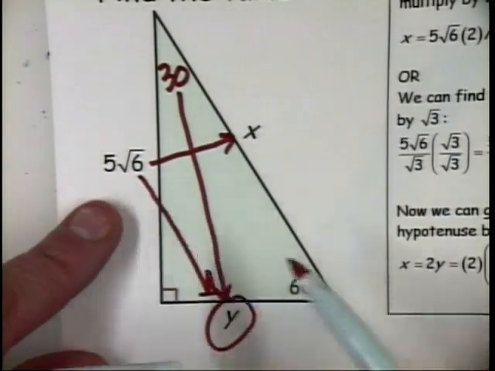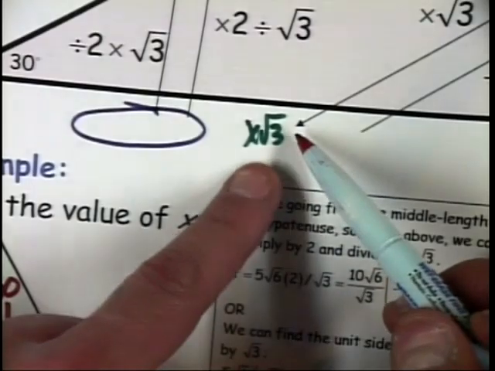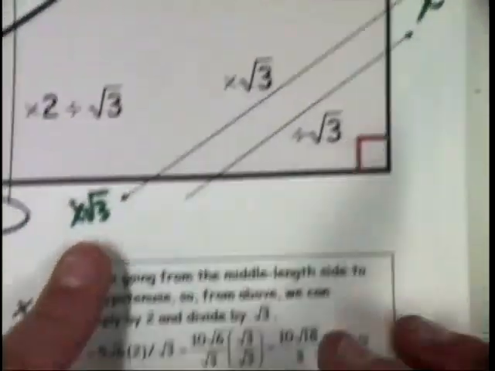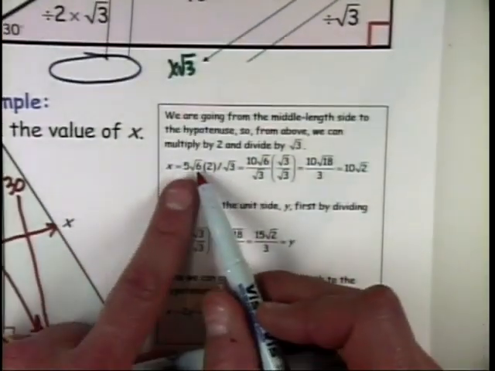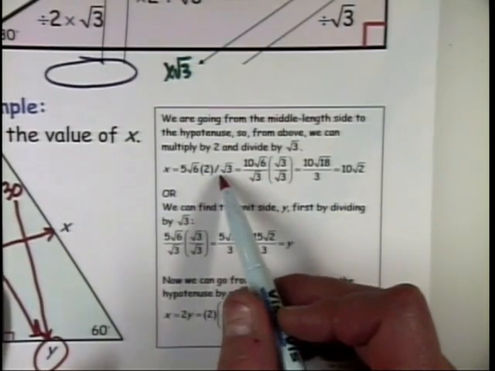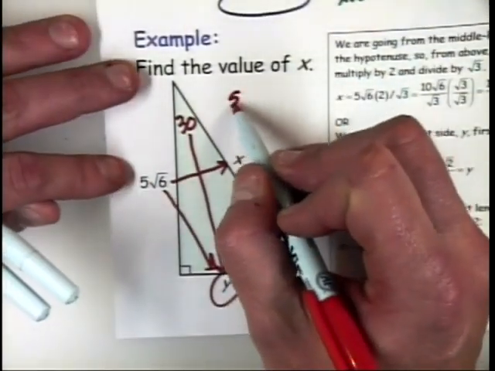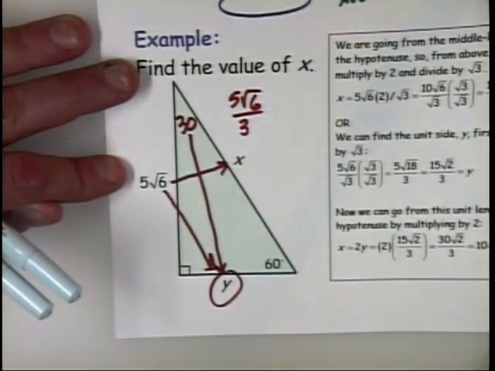And what do I do in doing that? Well, let's go back to the diagram here. If I have the side opposite 60 and I'm trying to go back to the short leg, I divide by the square root of 3. So if I divide by the square root of 3, I get 5 square root of 6. Let me actually do the work right here. To go from here, I divide by the square root of 3.